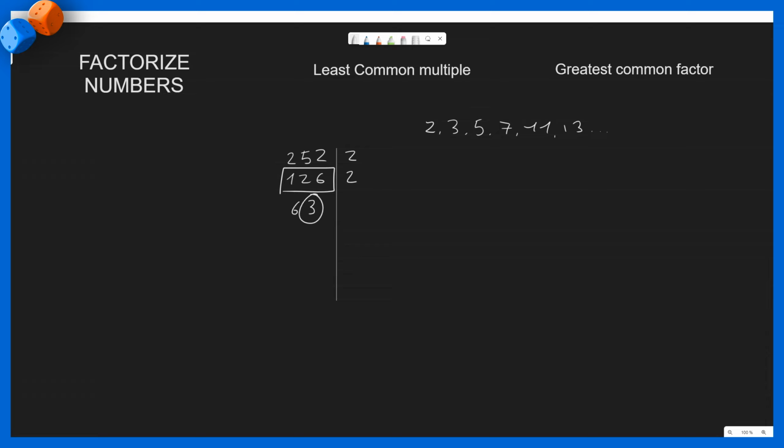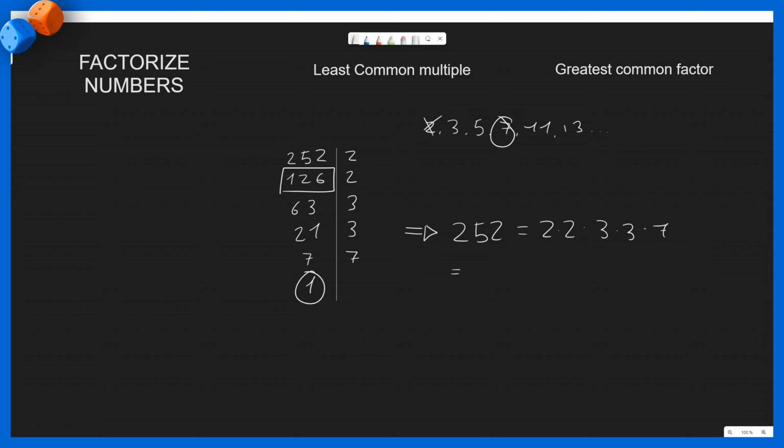And once we reach a number that is not divisible by a number we've used before, we will try with the next prime number, which is 3. Here we get 21. 21 is also divisible by 3. We get 7, and 7 is a prime number. So we will write 7, and we will have finished with our factorization. Now, 252 can be written as 2 times 2 times 3 times 3 times 7, which is the same as 2 to the power of 2 times 3 to the power of 2 times 7.